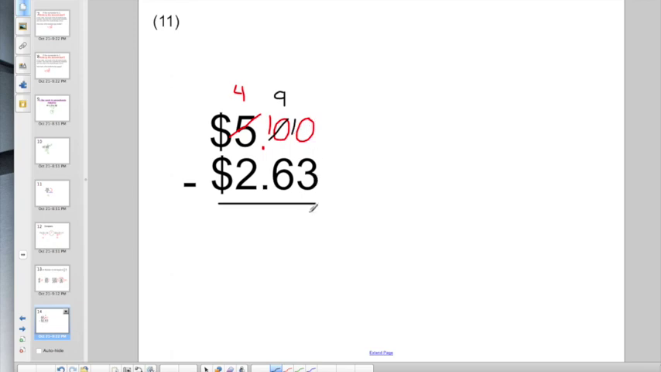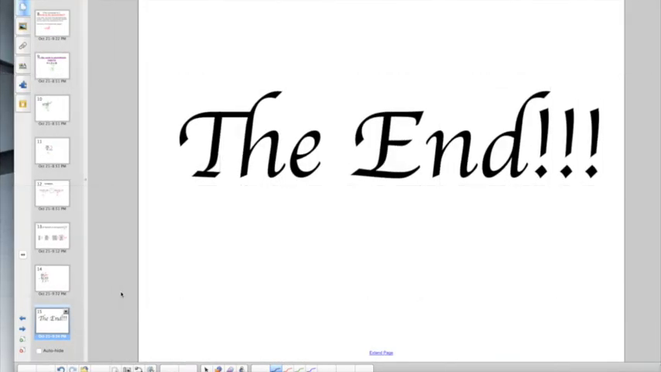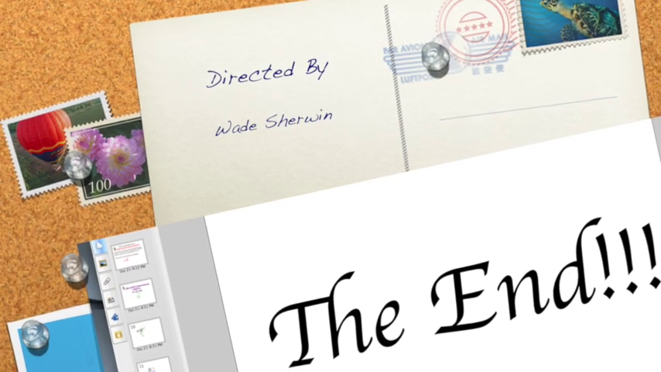10 minus 3 is 7. 9 minus 3 is 6. Bring your decimal point straight down into the answer. 4 minus 2, that's 2. That is officially the end.